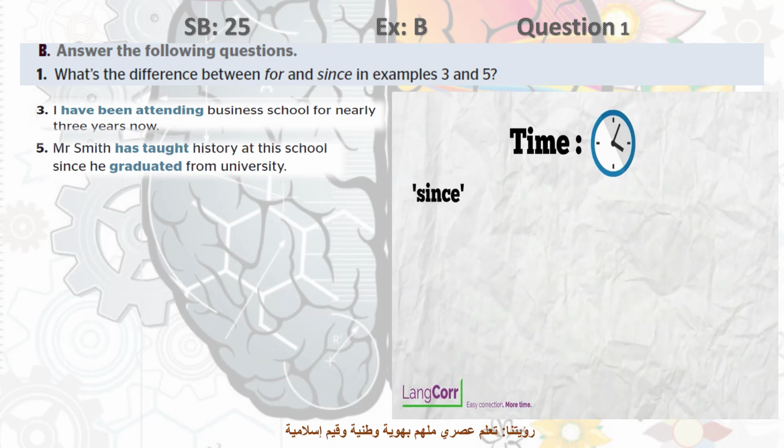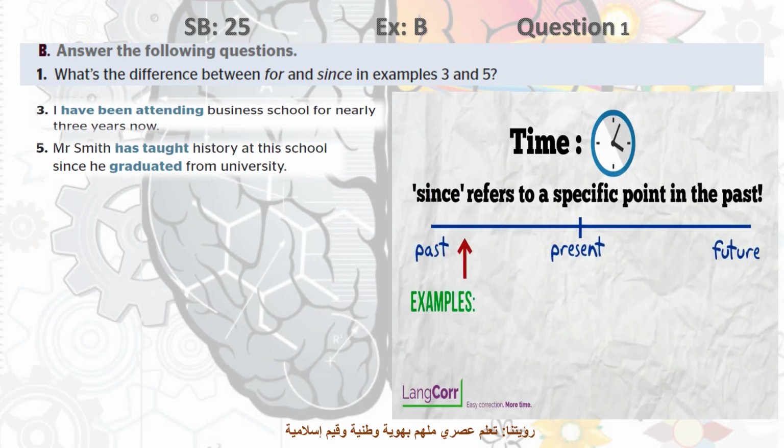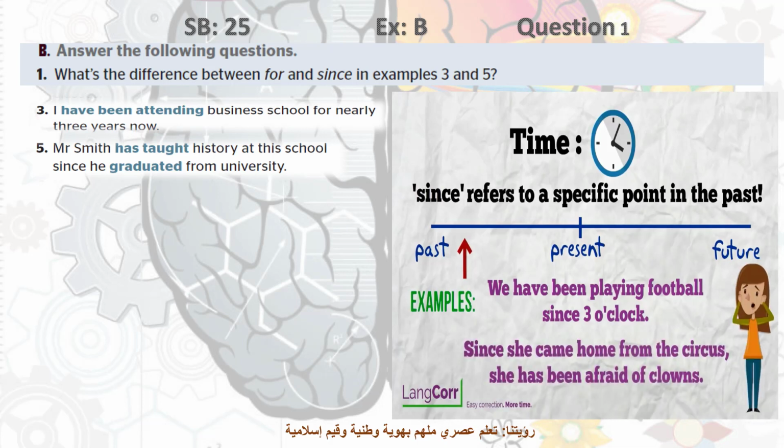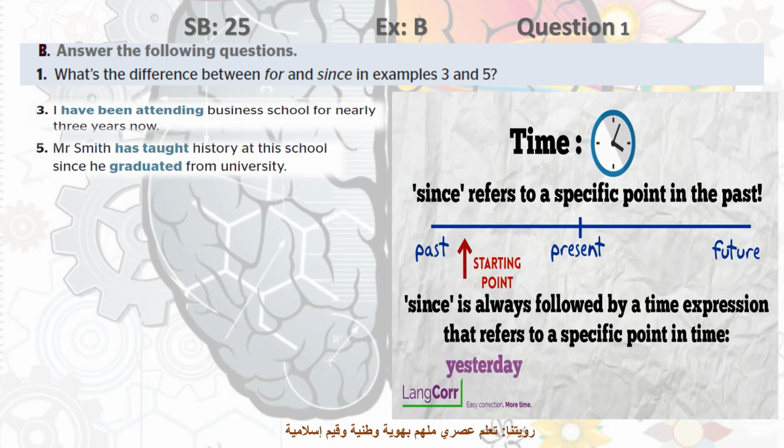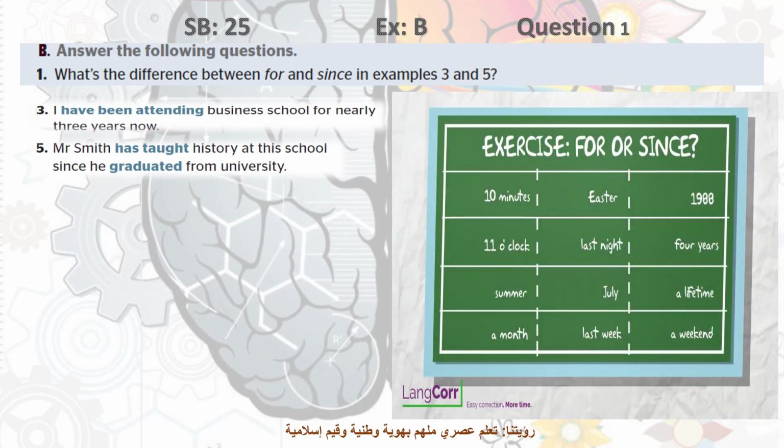Since, however, is a preposition of time that refers to a specific point in the past. We could say, we have been playing football since 3 o'clock. Or, since she came home from the circus, she has been afraid of clowns. In other words, since is always used to refer to the starting point of something. That is, to explain when something began. Therefore, since is always followed by a time expression that refers to a specific point in time, such as yesterday, last month, or 2008. Let's do a quick exercise to see if you've got the hang of it.